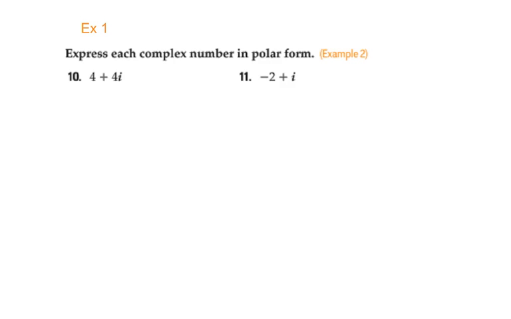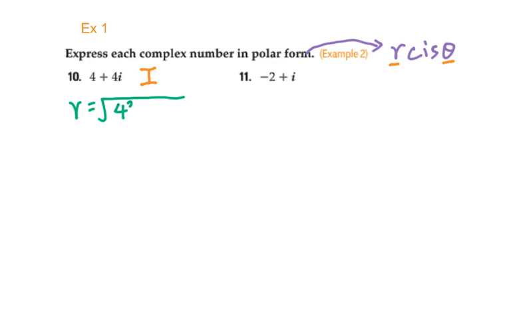Let's go to example 1. Express each complex number in polar form. Polar form will be r cis theta, so we need to figure out r and theta. According to the given complex number, we know it's in the first quadrant, and r will be the square root of 4 squared plus 4 squared. So we get the square root of 32, which means 4 square root of 2.